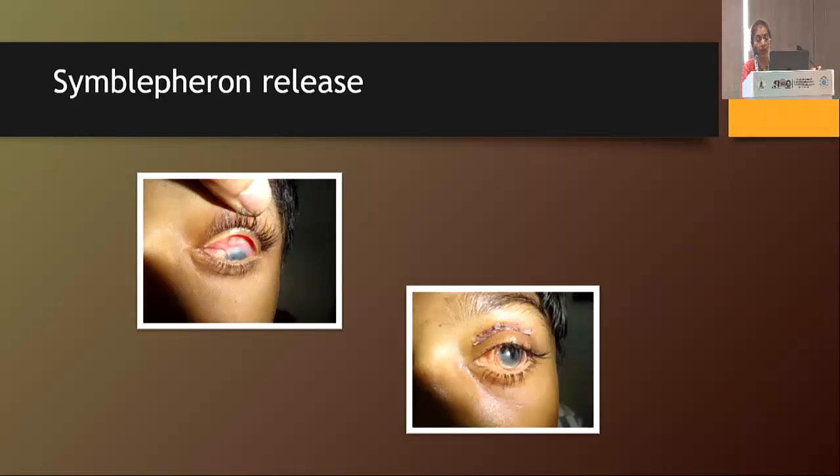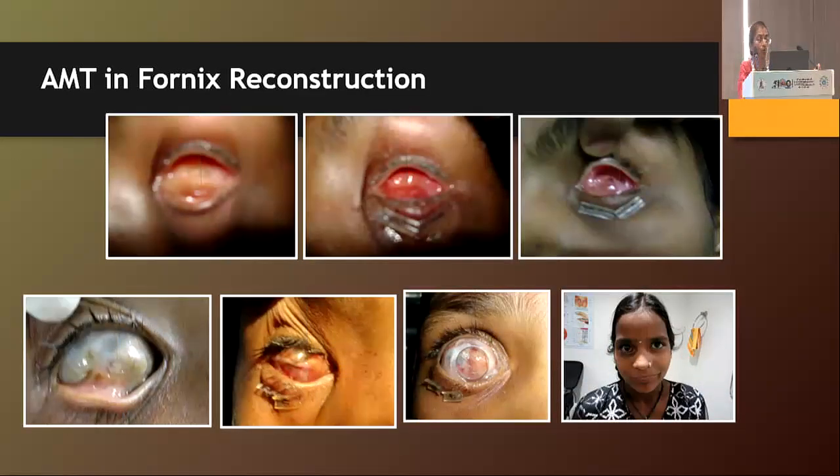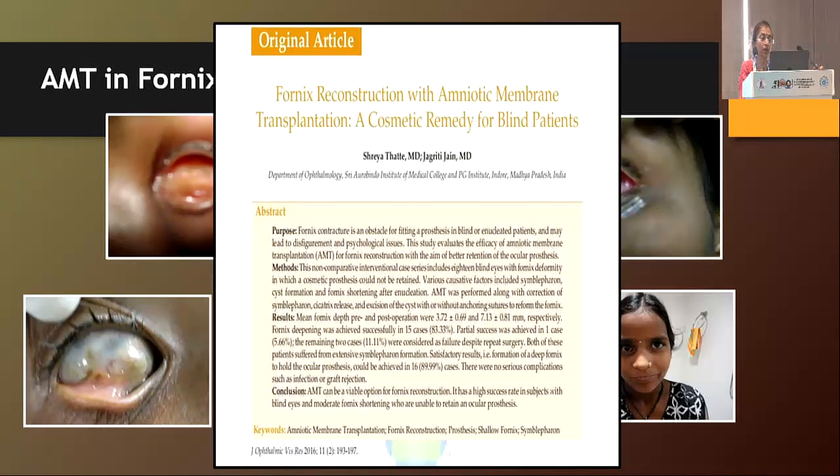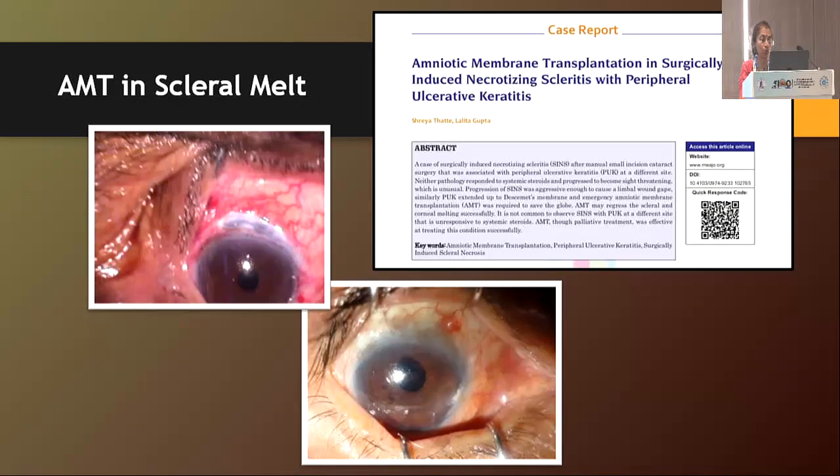Symblepharon release is already covered, so I am not going to cover it, but in blind eyes also, where there is shortening of the fornix and symblepharon, this amniotic membrane can help you reconstruct the fornix and give a good prosthesis fit. So this work in blind patients was also published.